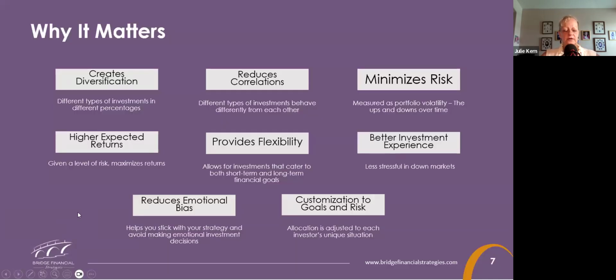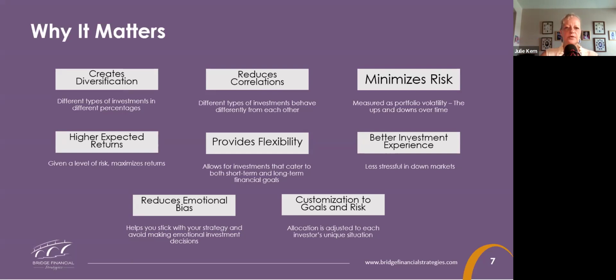So when we talk about asset allocation, these are just a handful of the reasons why it matters. So first of all, it provides diversification from your portfolio. So that means holding different types of investments in different percentages to create an overall result. It also reduces correlation. So when we talk about correlations, what I mean is how one asset class behaves in relation to a different asset class.